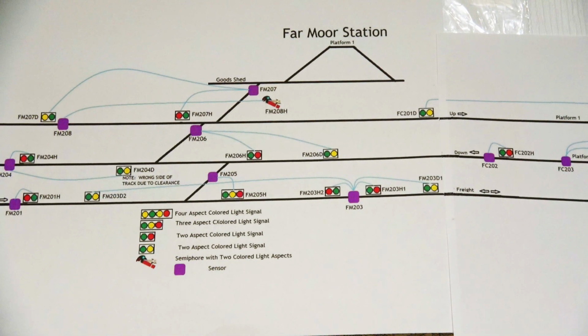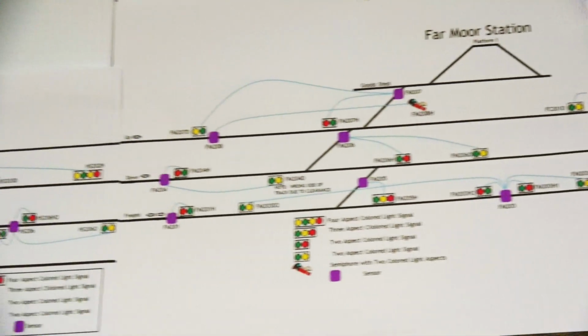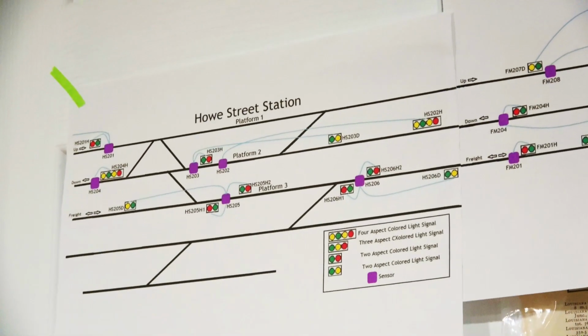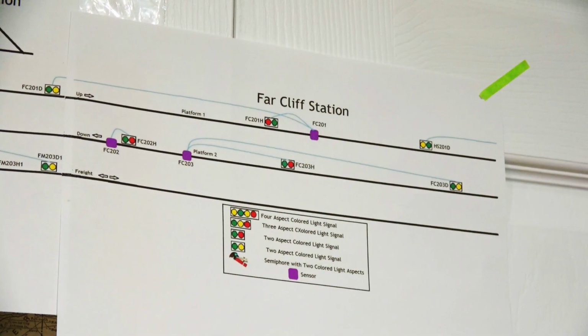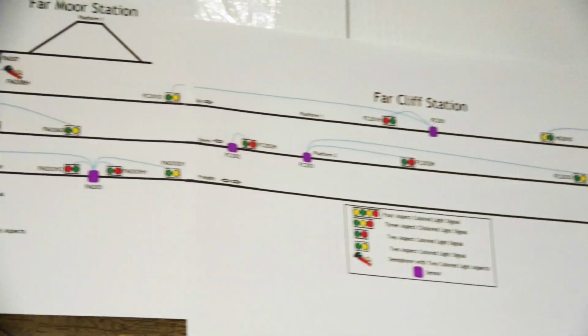I divided the layout into 3 sections. The Farmore section, the Howe Street section, and the Farcliffe section.